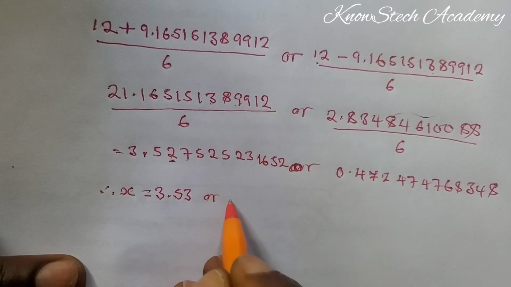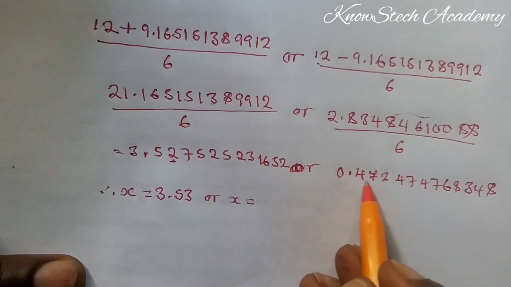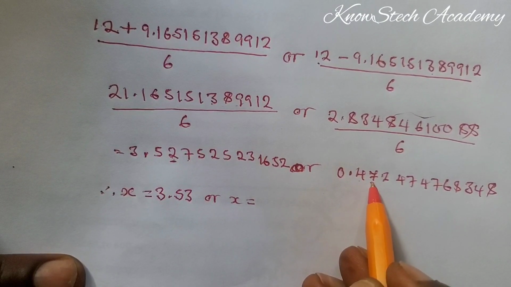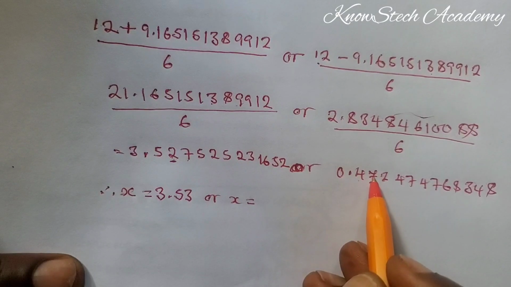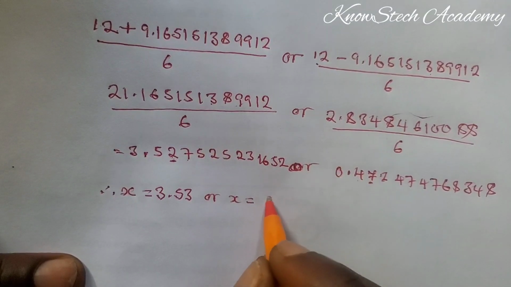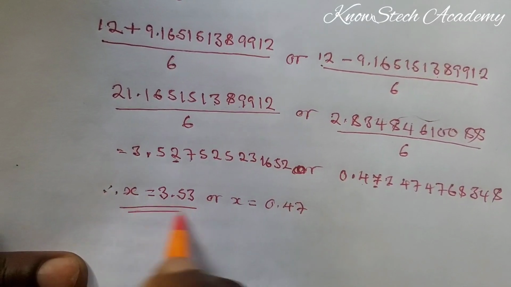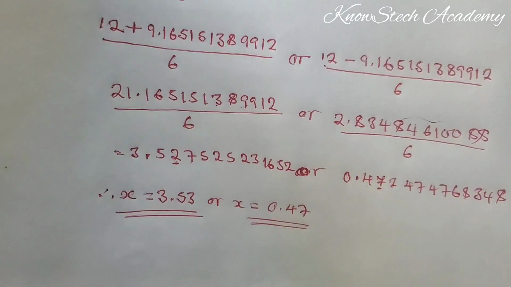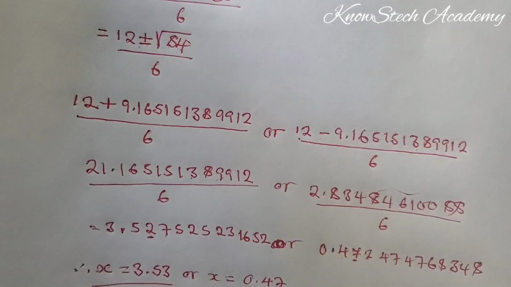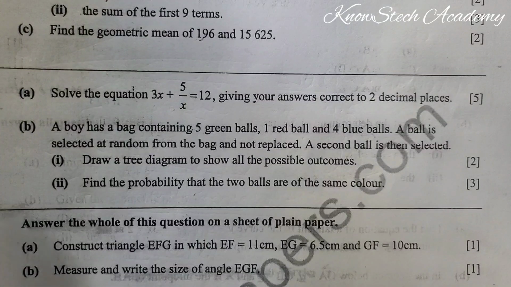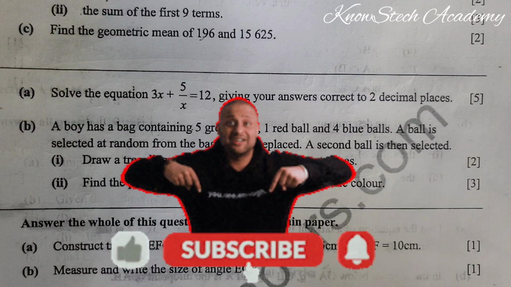So the answer will be 3.53. Or x is equal to, after this decimal point, 1 2, then the number after this, 7, is less than 5. So we're not going to add 1 to this. So it will be just 0.47, and this is the answer. Okay, this is the answer to this question here.